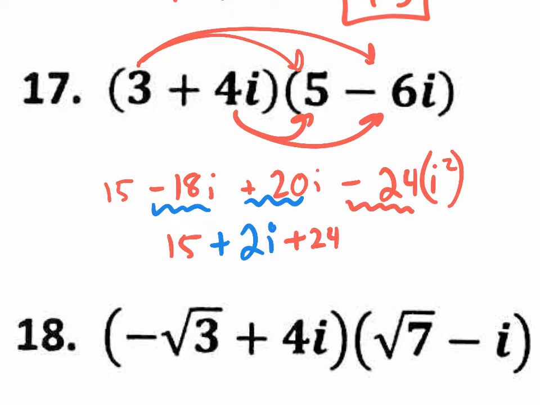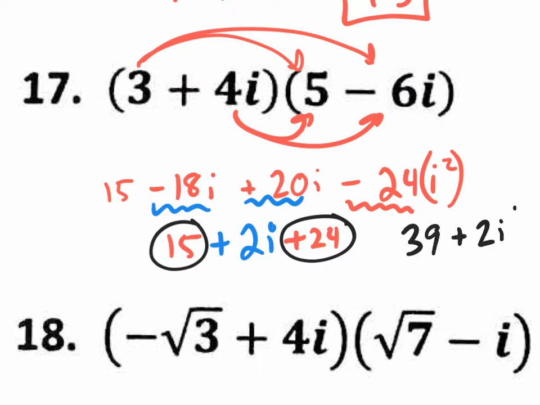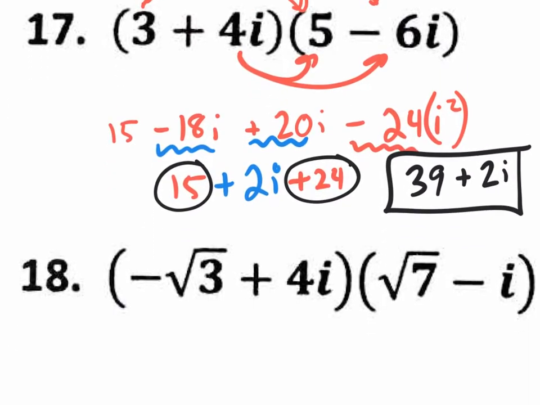So what we need to do now is combine the real part 15 with the real part 24. So when we combine 15 and 24, we get 39. Let's write that real part first, 39, and then put the imaginary part second, plus 2i. We're done. Again, the imaginaries are still here because we did not multiply a binomial by its complex conjugate. So that's why the imaginaries did not eliminate like the previous one did.